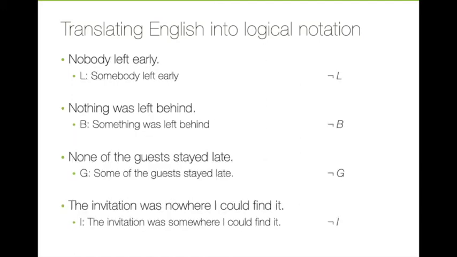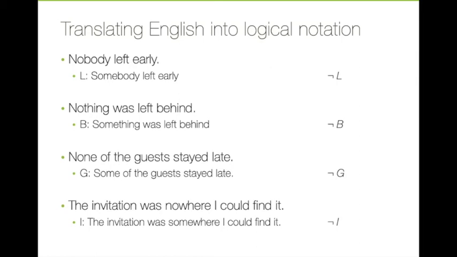Let's look at a few more of these examples that use negative quantifier terms. As we go down the list, pay attention to the positive statement, the atomic statement, that gets negated to give the meaning of the original statement. "Nobody left early" is the negation of the atomic statement "somebody left early." So if that atomic statement is given the sentence letter L, we get not L as our symbolization of "nobody left early." "Nothing was left behind" is the negation of "something was left behind."